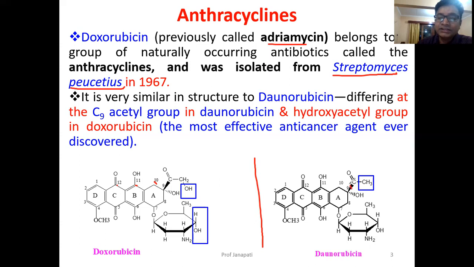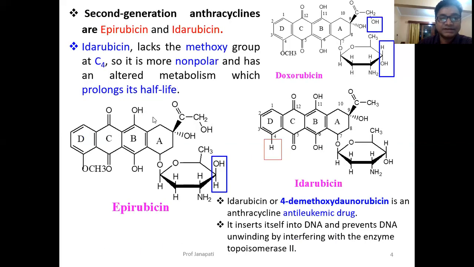Now you can see the structural difference between doxorubicin and daunorubicin. In daunorubicin, at the ninth position, there is an acetyl group, whereas doxorubicin has oxygen; it has a hydroxyacetyl group. That is the only difference between doxorubicin and daunorubicin. Doxorubicin is quite active and the most potent drug. In the next slide, we will see some more drugs.